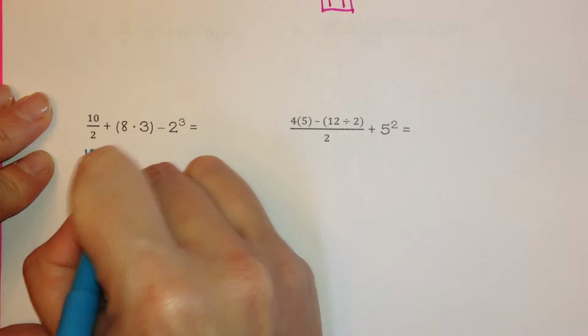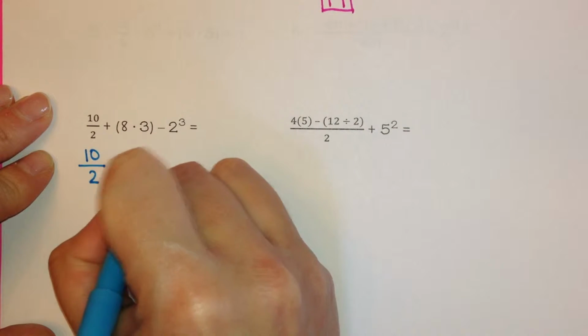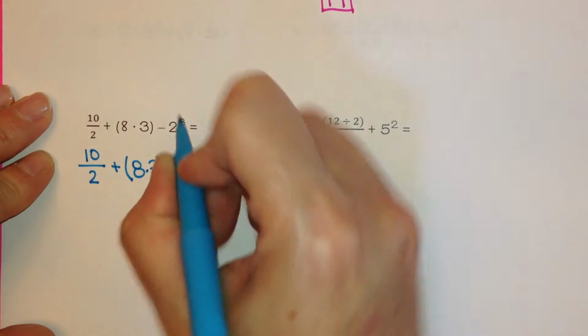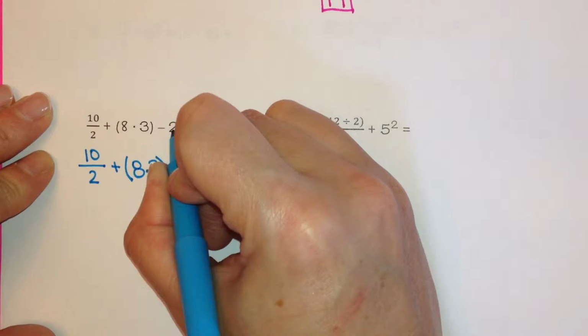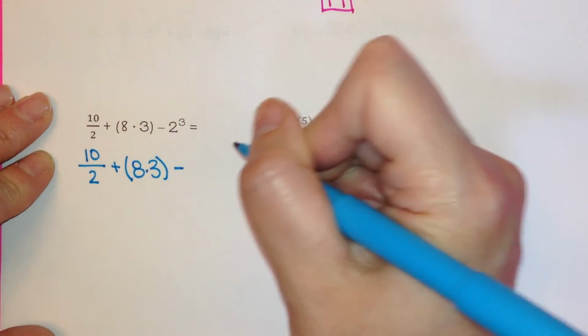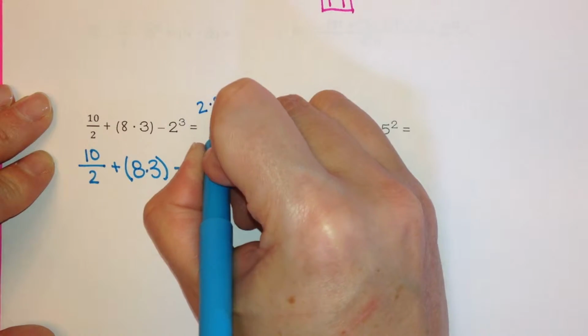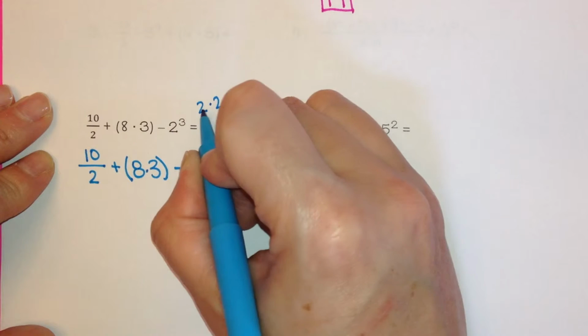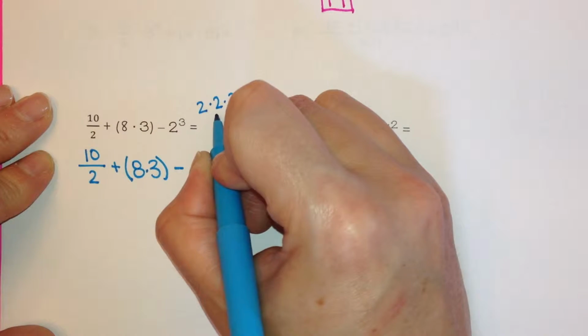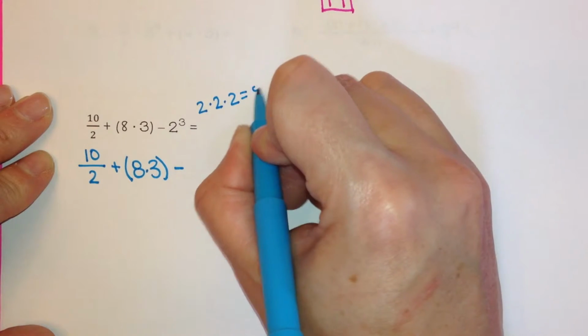10 divided by 2 plus 8 times 3 minus, now I'm going to do 2 to the third power. So 2 times 2 times 2. If you need to write it out, you can. 2 times 2 times 2. 2 times 2 is 4. And 4 times 2 is 8.